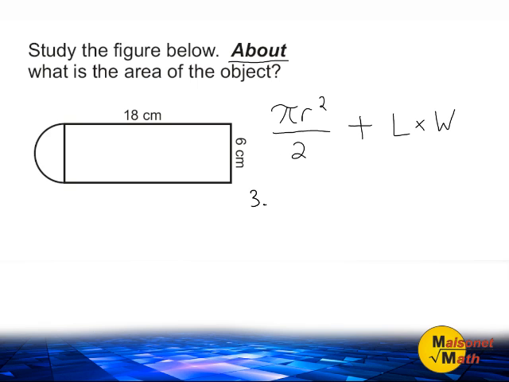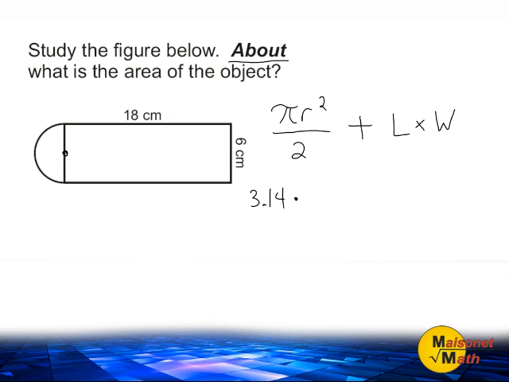Now for pi, we are going to use 3.14, so I'm going to plug that in for pi. And we must multiply that by the radius to the second power. Now notice here the radius is not given, so we have to do a little bit of detective work to figure out what that radius is.